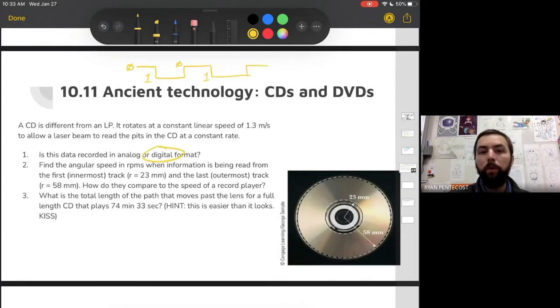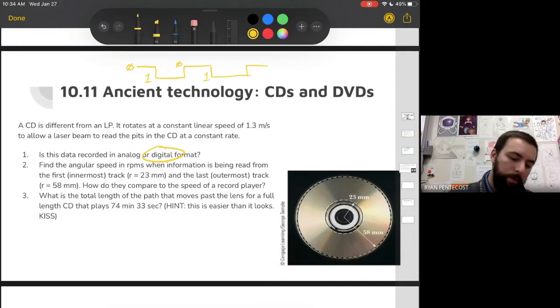Even though there are grooves in your CD or in your DVD, it's not an interaction. There is a physical aspect to it, but the laser reads that as digital information and converts it into a digital format.